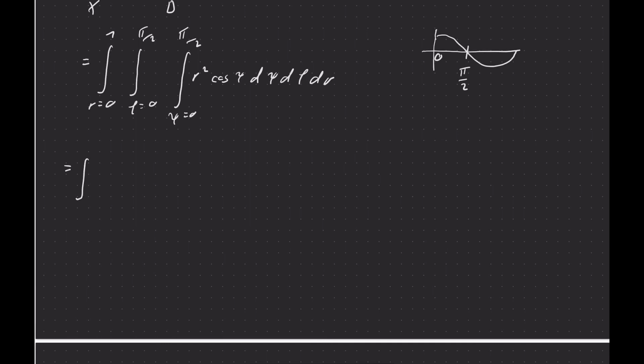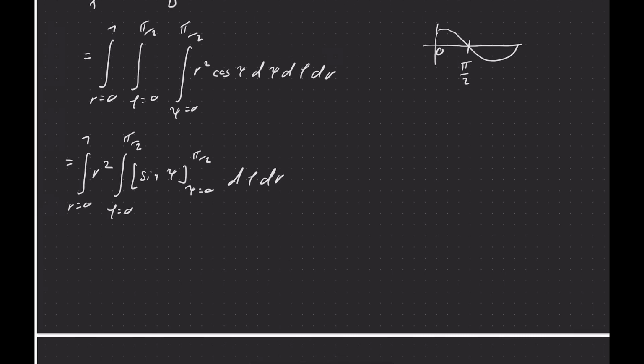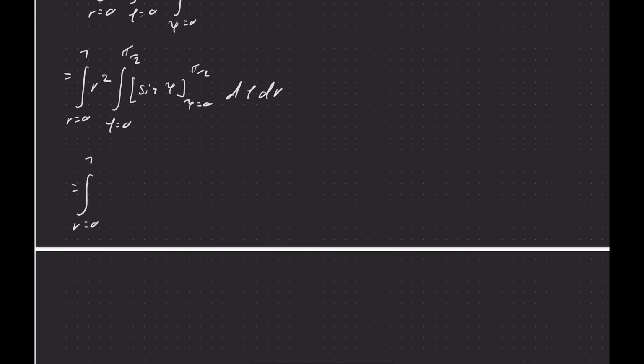And that's easily done. So we have this integration over r. We can move the r squared out here. Then we have the integral over phi. And the integral over psi, we can evaluate that right away. So the integral of the cosine of psi is sine of psi, psi from 0 to pi over 2, d phi dr. So what we get here is, well, the sine of pi over 2 is 1. The sine of 0 is 0. So we have 1 again. d phi dr. Oh, I forgot the r squared here.